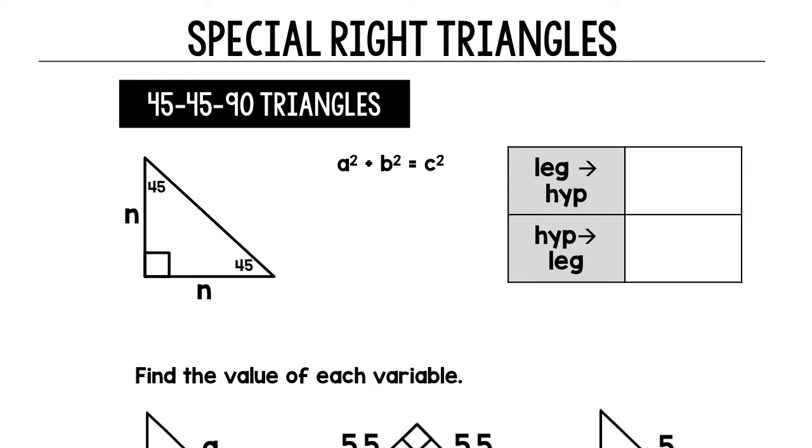Anywho, special right triangles is what we're doing today. We're going to start out with 45, 45, 90 triangles. When I say that, I mean two of the angles are 45 degrees and one of them is 90. That's why this is a special case.